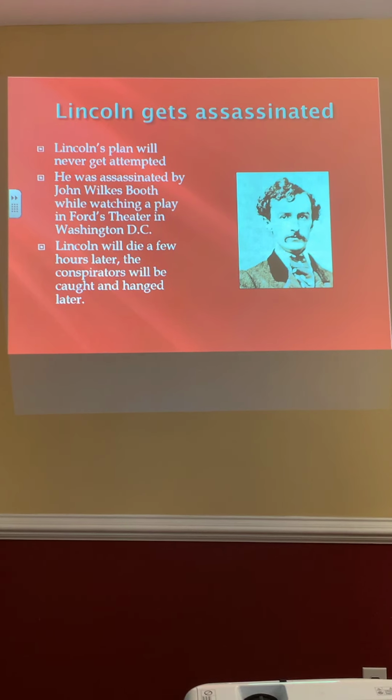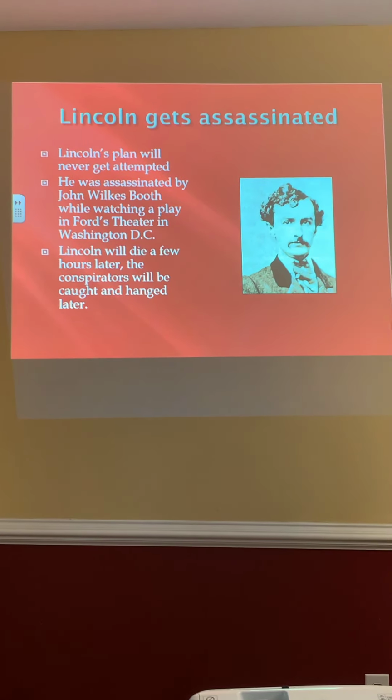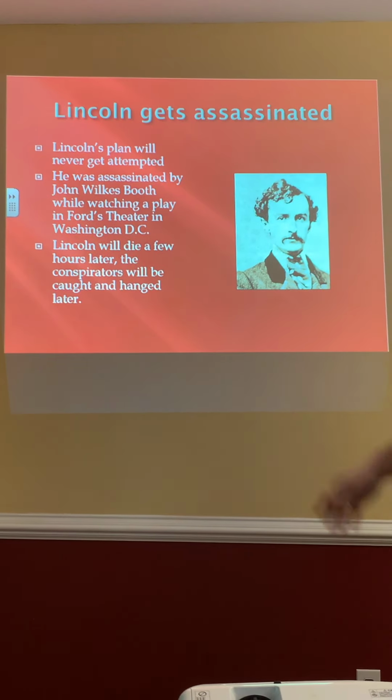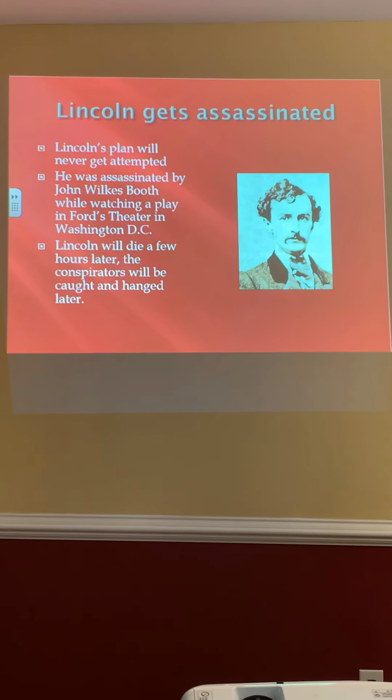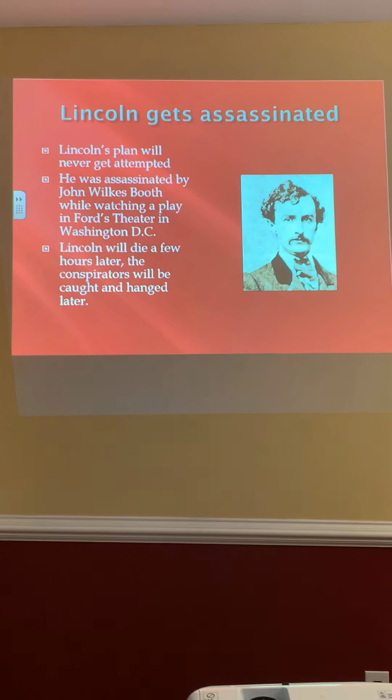Essentially, there's a whole bunch of stuff, but John Wilkes Booth basically sneaks into a theater, shoots Abraham Lincoln in the back of the head, screams out, "Sic semper tyrannis," and then jumps off the stage, breaking his foot, ankle, leg, and goes on the run for a while.